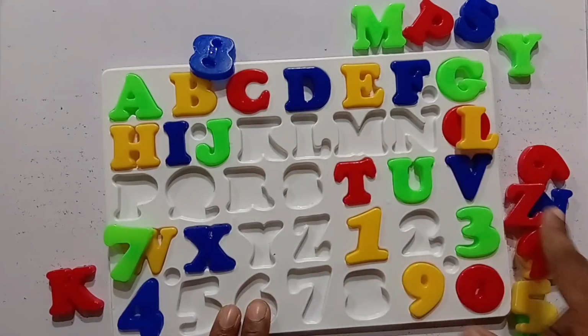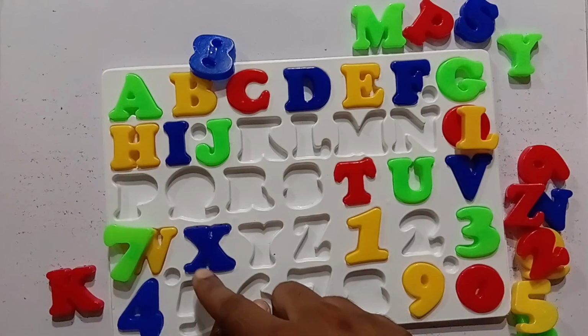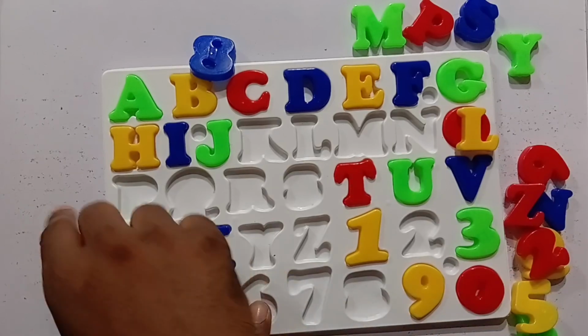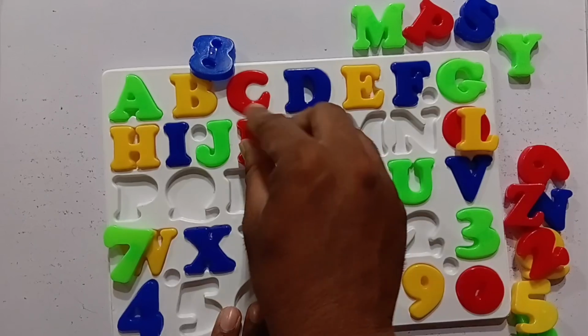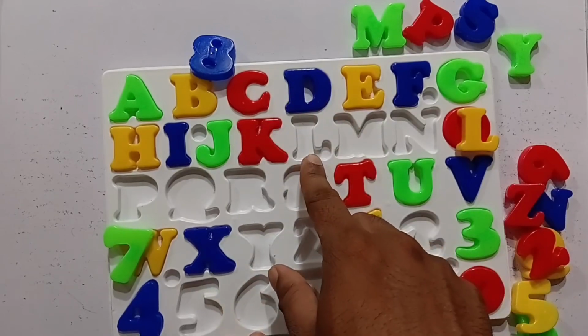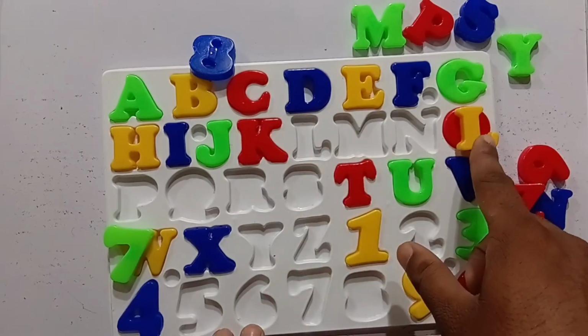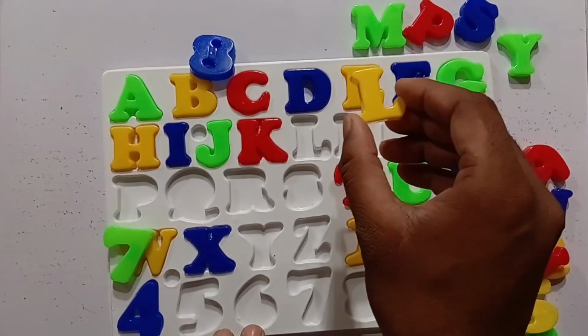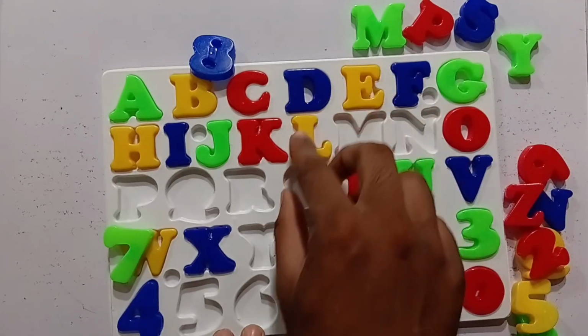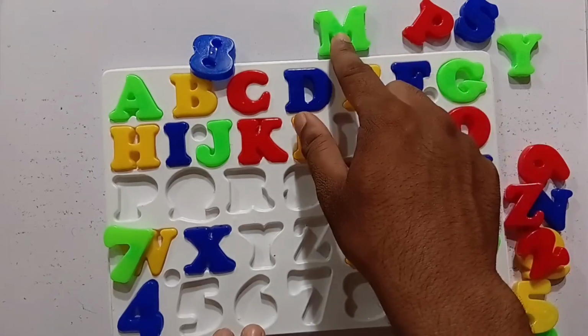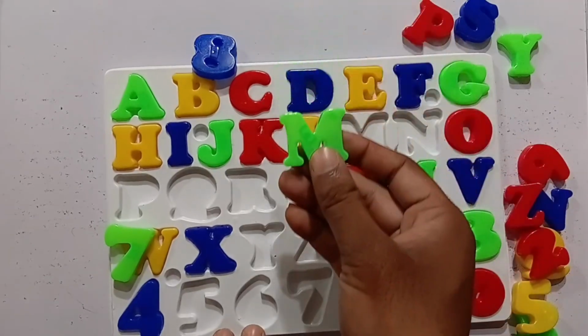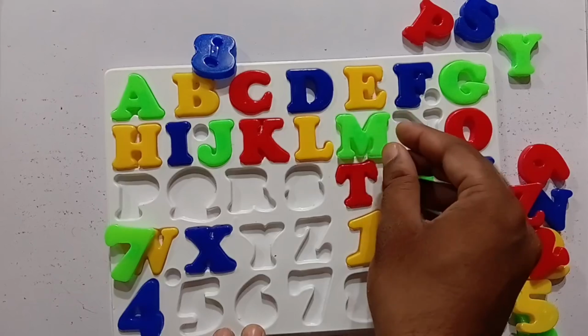K. Where is K? This is K, right? K. K is in red color. This is space for L. Yes, this is L. L is in yellow color. M. This is M. M is in green color.